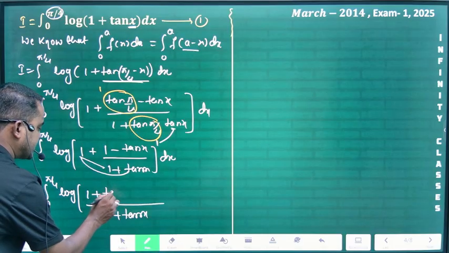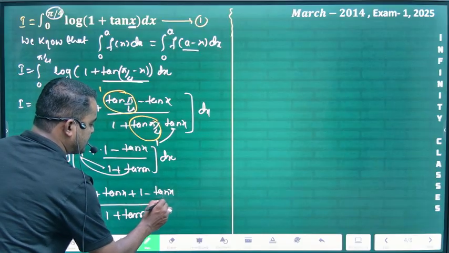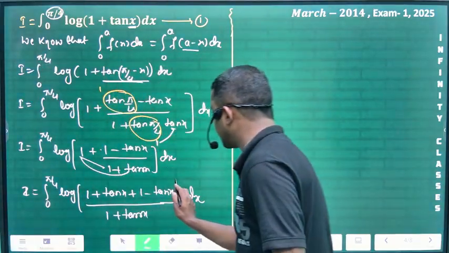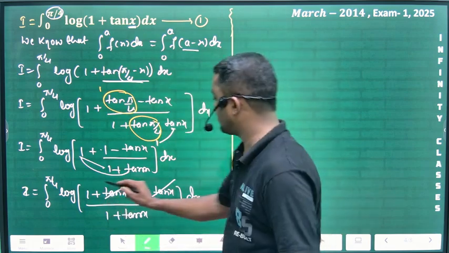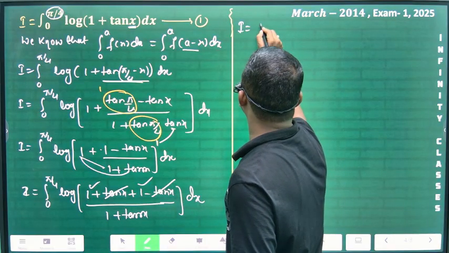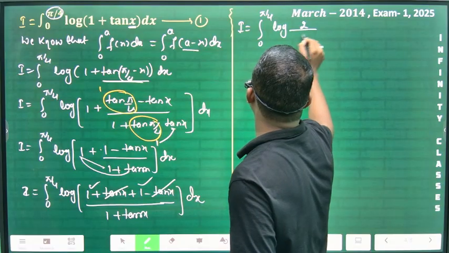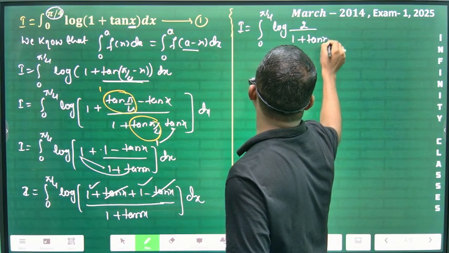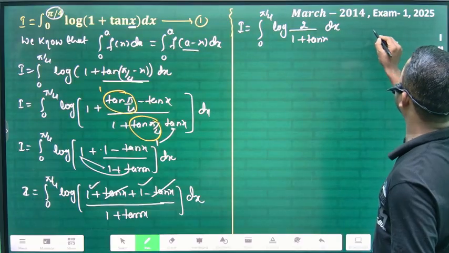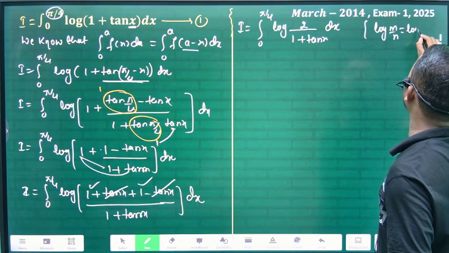1 plus tan x plus 1 minus tan x, dx. Now the next step: this minus tan x and plus tan x cancel. 1 plus 1 is 2. That is, I is equal to integration of 0 to 5 by 4 log of 2 divided by 1 plus tan x dx. Now applying the property log m by n is equal to log m minus log n.